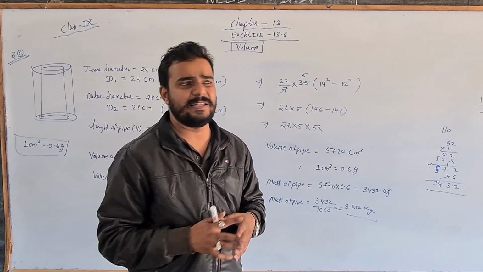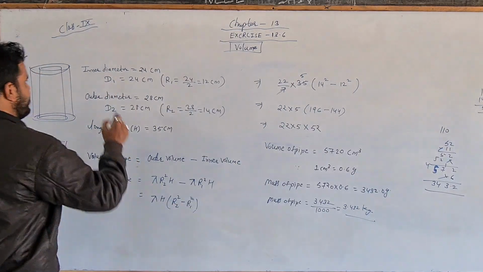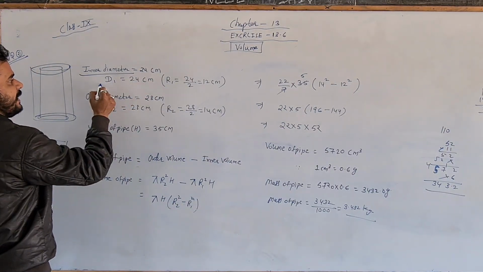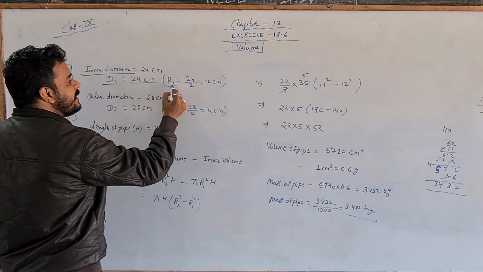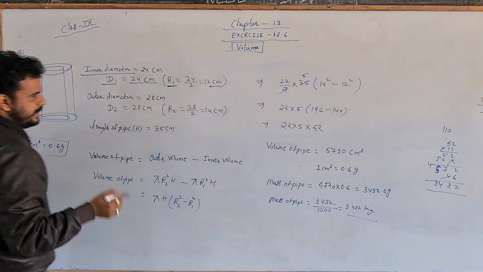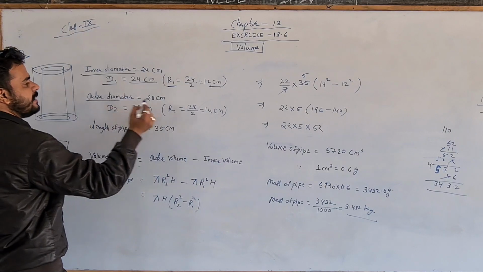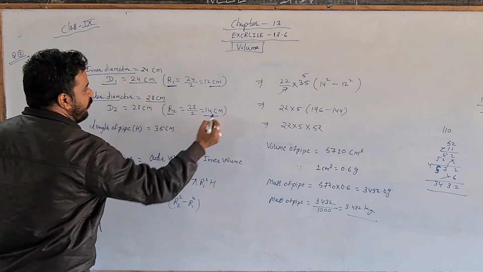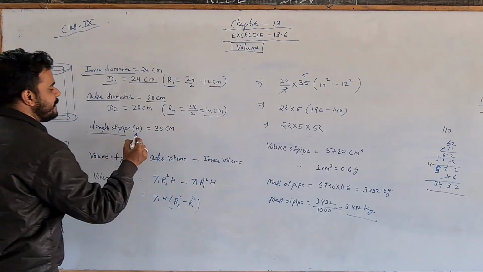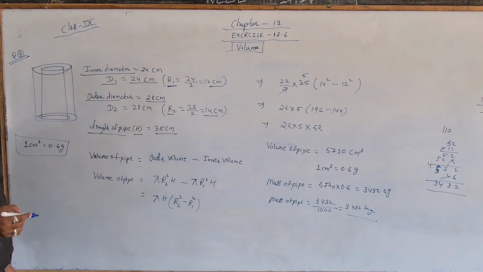So that is for the final answer. So first of all, given the inner diameter, let D1 be 24 centimeter. Then R1, what is the inner radius? 24 upon 2, 12 centimeter. Second thing, outer diameter is given 28 centimeter. So what is the outer radius? 28 upon 2, 14 centimeter. And the length of pipe, the height, is given 35 centimeter.